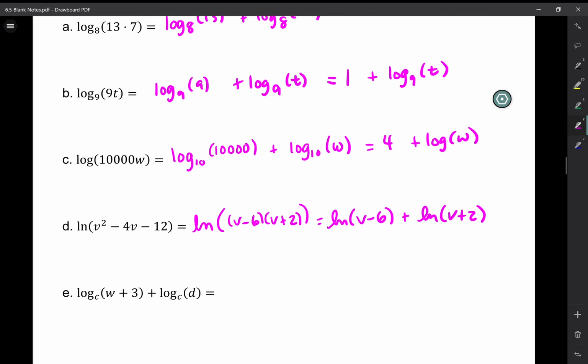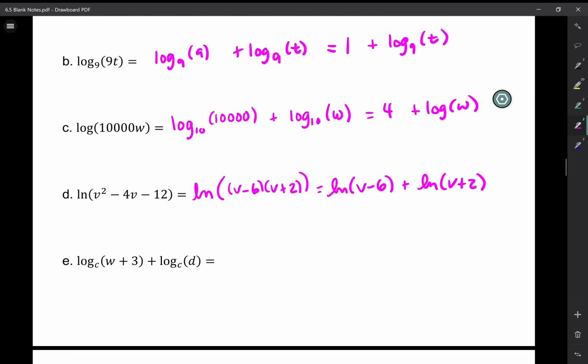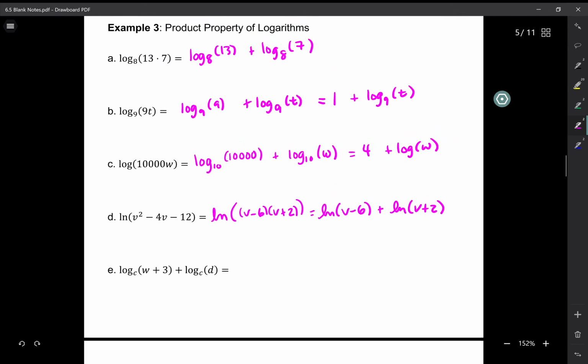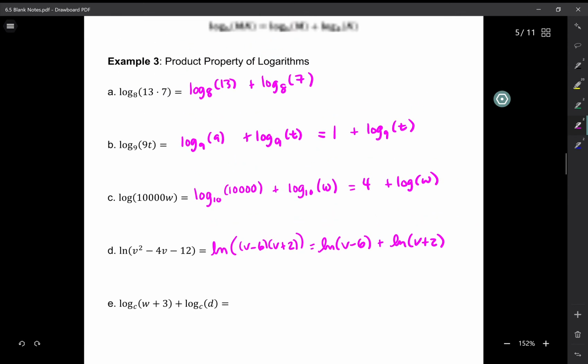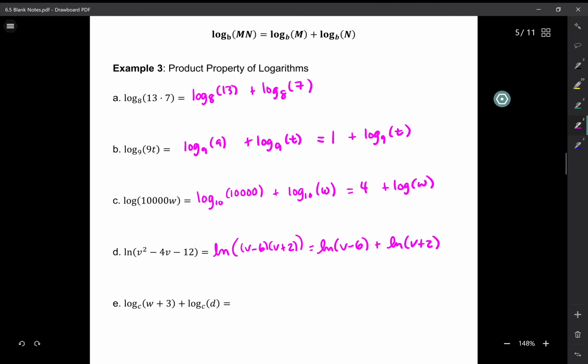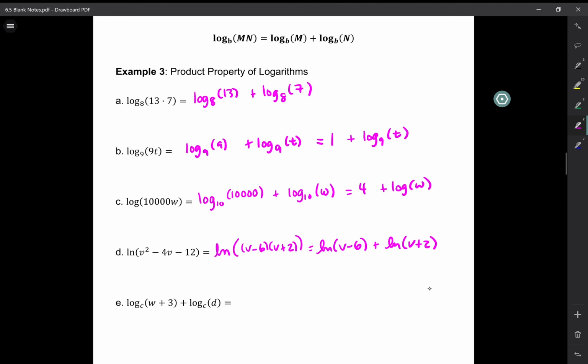And finally, one more. Let's look at this one. This one already has two logarithms. Can we make it into one? This is another example of what I talked about before, about using a formula from right to left in addition to using it from left to right. If we look here, we have log base c for both of these. Now we can rewrite this as a single logarithm by saying log base c of w plus 3 times d. And that's an example of condensing logarithms using the product property of logarithms.